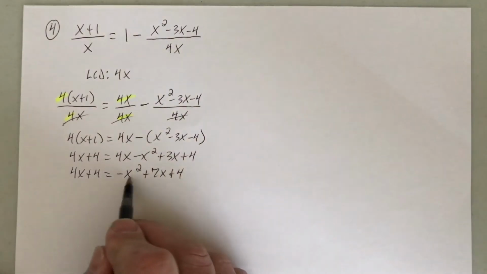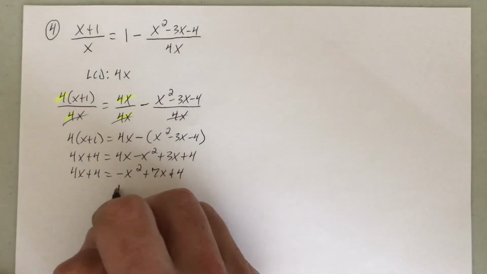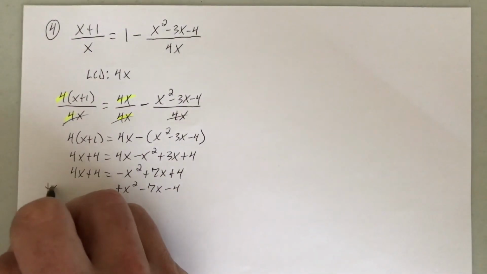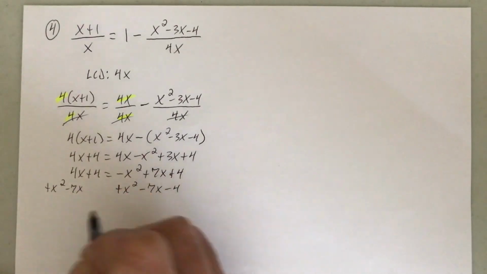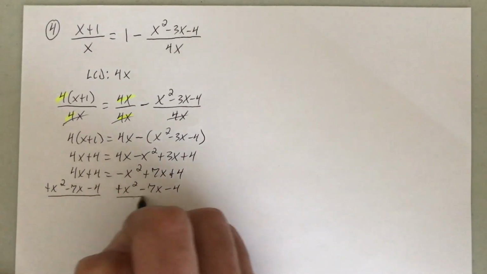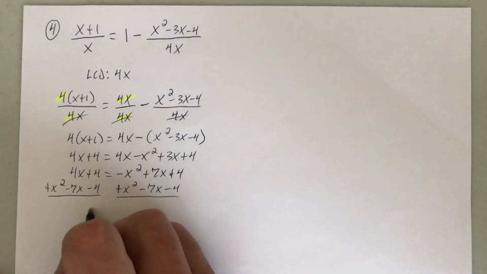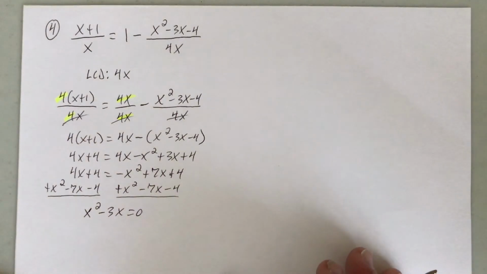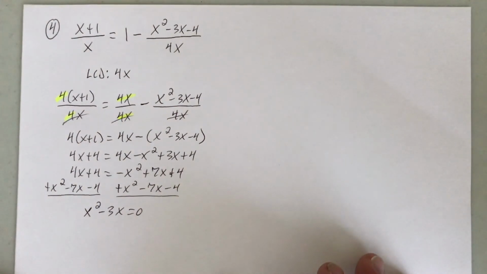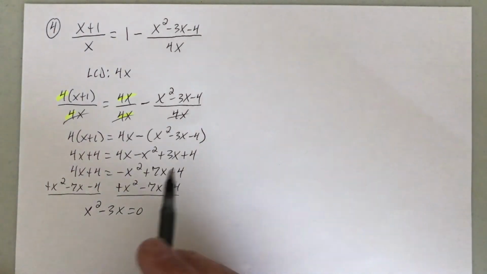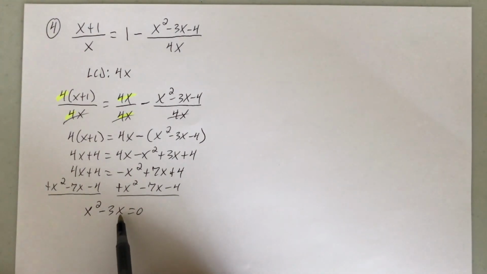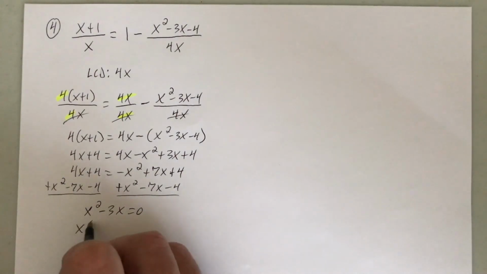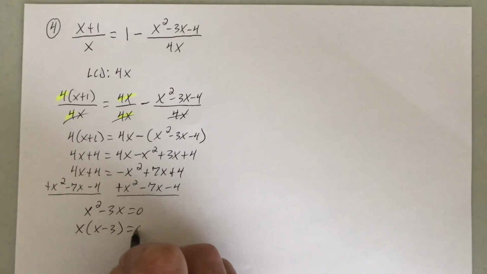I'll just go ahead and move all 3 of these over to this side. So I'm going to add x squared, subtract 7x, and subtract 4. And when I do that, it's going to give me x squared minus 3x is equal to 0. Now some students get confused by this because it's not a trinomial. So they're like, well, what am I going to do from here? I don't know how to actually solve this. Well, you can factor it. We can definitely solve this by factoring. It has a common factor of x. So if I take out an x, that leaves me with x minus 3 is equal to 0.